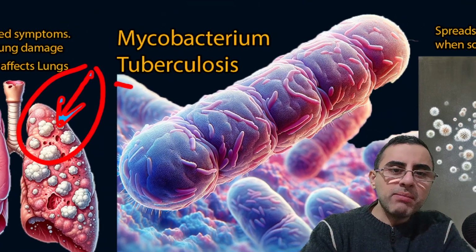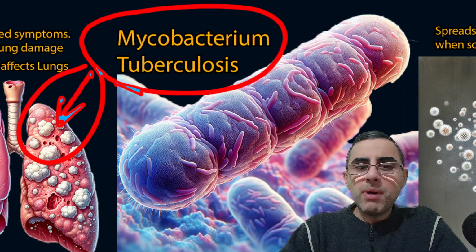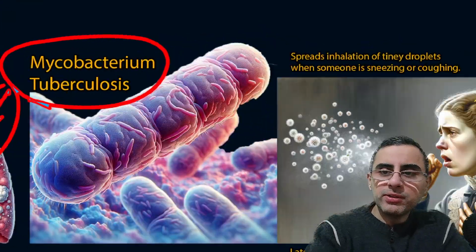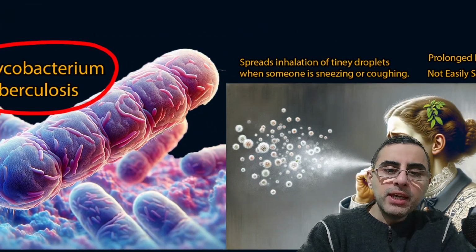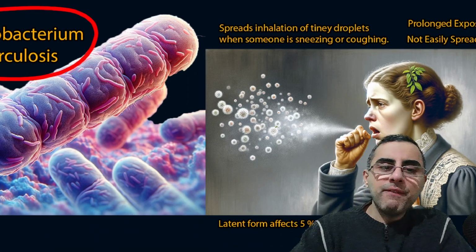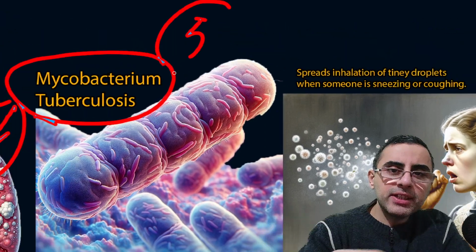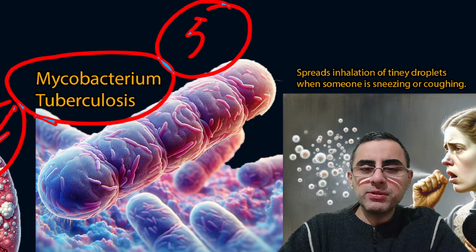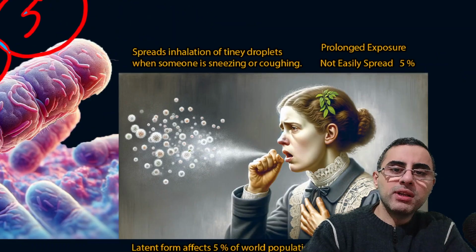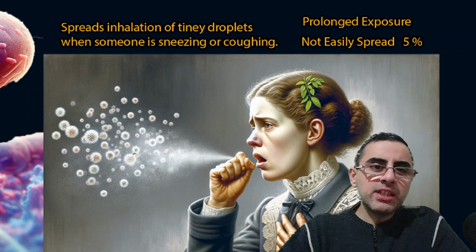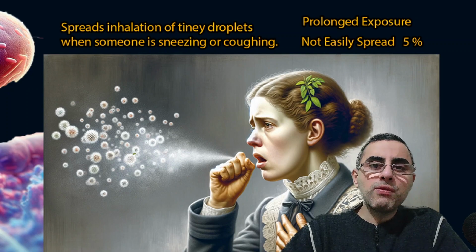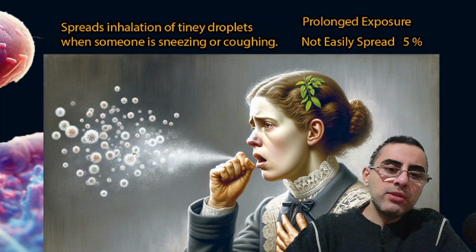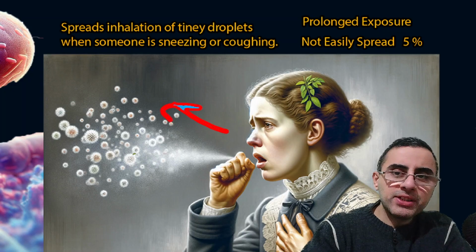Tuberculosis is caused by bacteria called Mycobacterium tuberculosis, and it can affect any person, and it's a widely spread disease. It affects around 5% of the world population. Prevalence is higher in developing countries and lower in developed countries. Tuberculosis is spread by inhalation of tiny droplets, called aerosol, and this aerosol is contaminated by this bacteria.